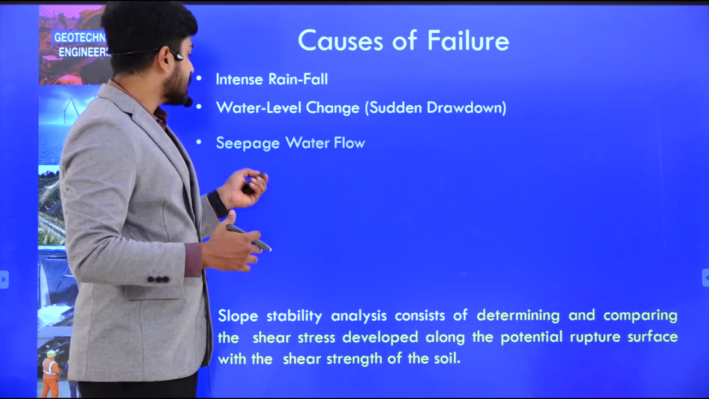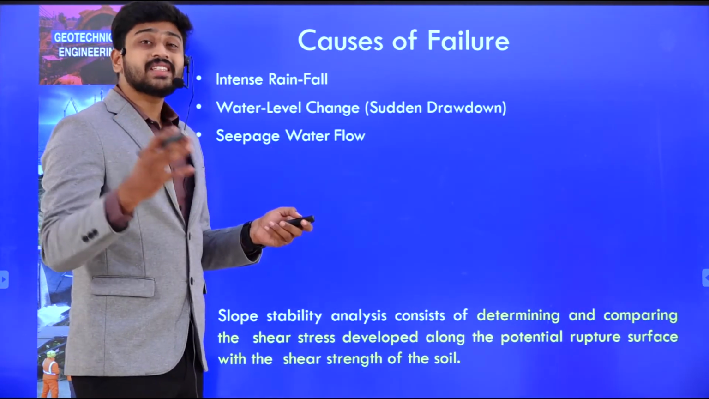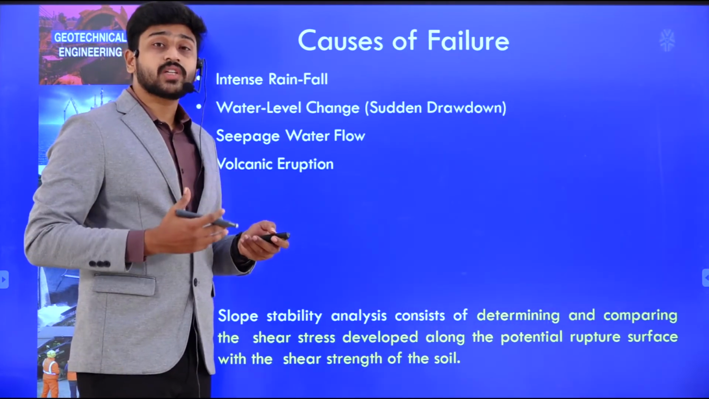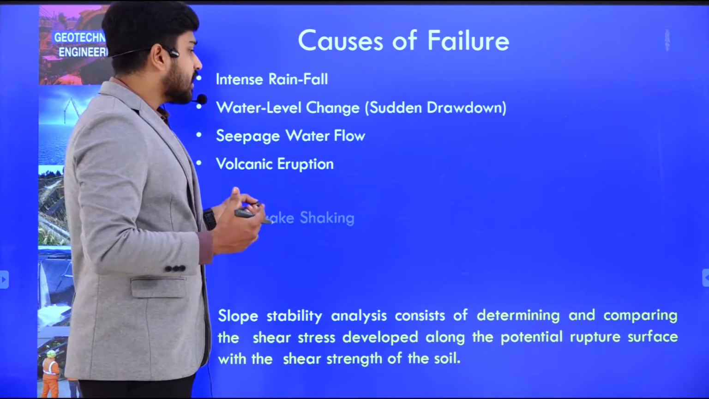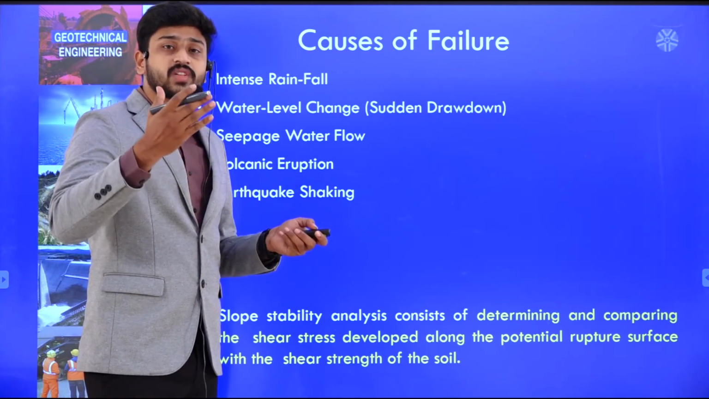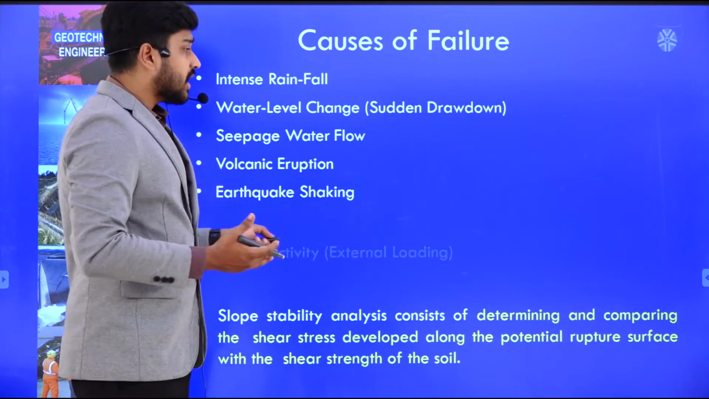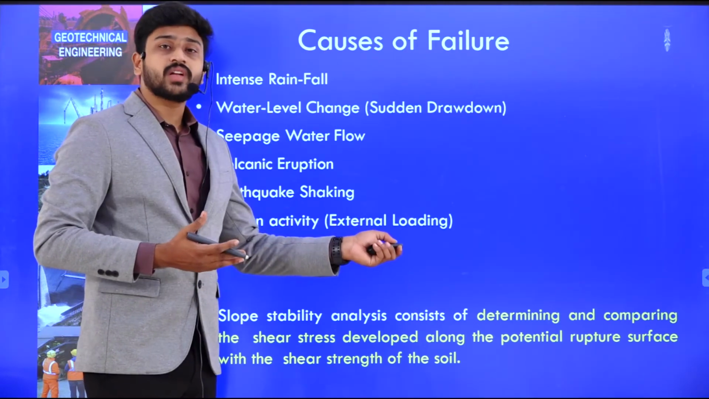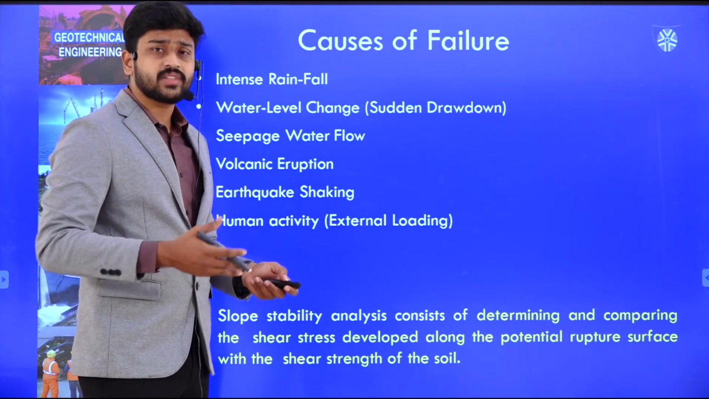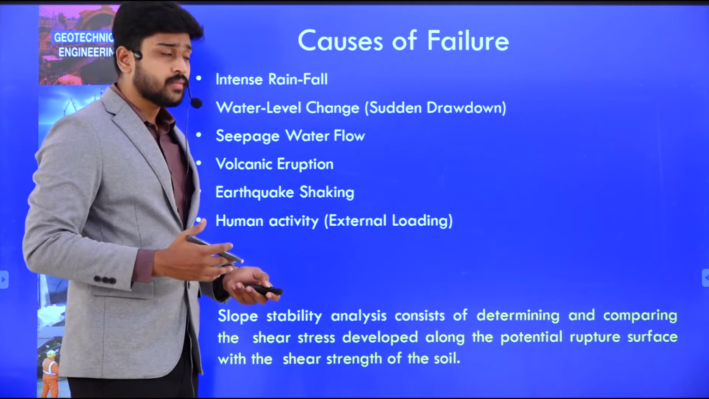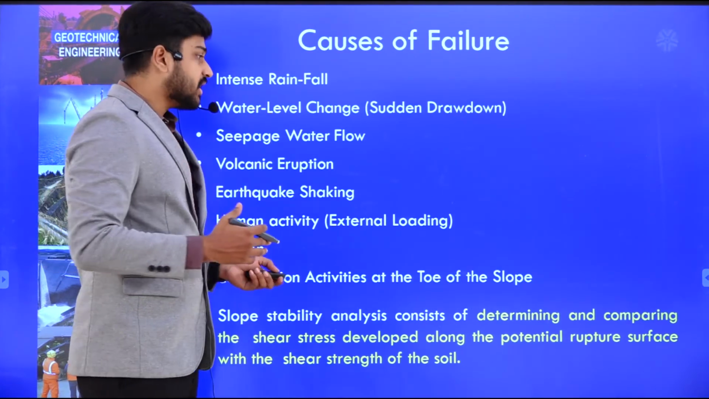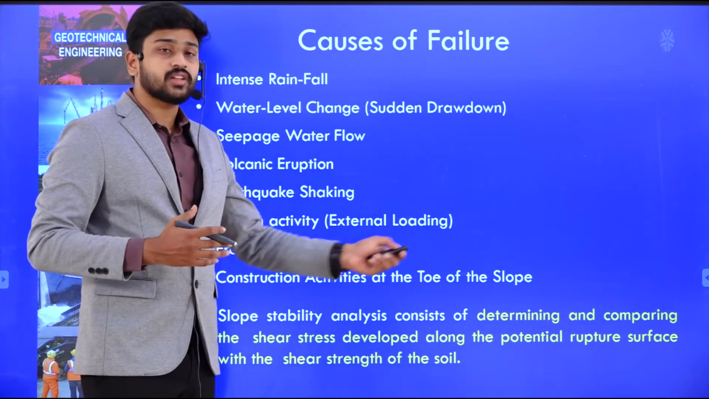The other one is seepage water flow, if there is any seepage through this embankment. And then the other one is if there is any volcanic eruption. Then the other one is earthquake shaking. If there is any earthquake shaking, the sloping surface may slide down. Then any human activity may be another cause, that means any external load. For example, I am saying human load, but any external load. The last ones are erosion, and finally construction activities at the toe of the slope.